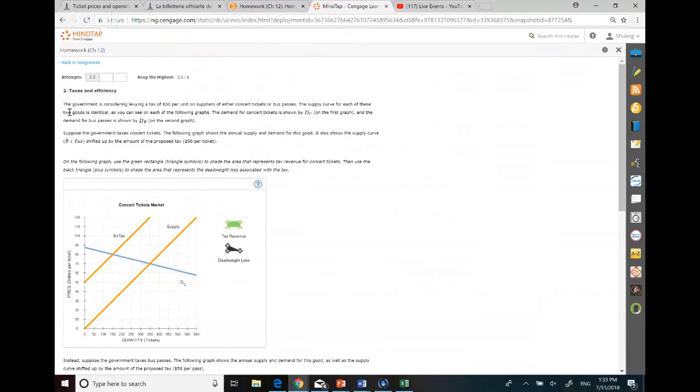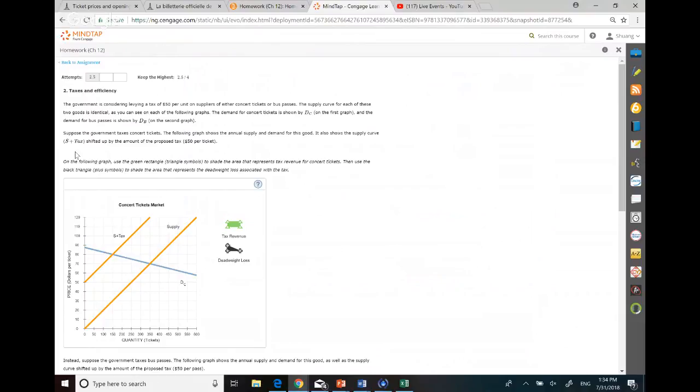All right, so the question says, the government is considering levying a tax of $50 on suppliers of either a concert ticket or a bus pass. The supply curve for each of these two goods is identical, as you can see in each of the following graphs. The demand for concert tickets is shown by DC, which is the first graph, and the demand for bus passes is shown by DB, the second graph.